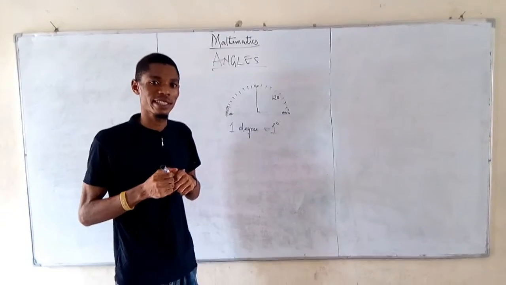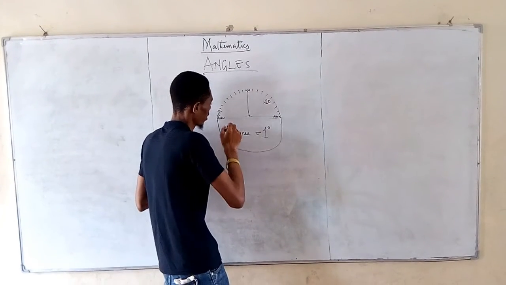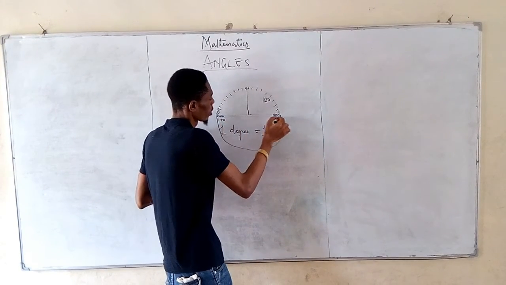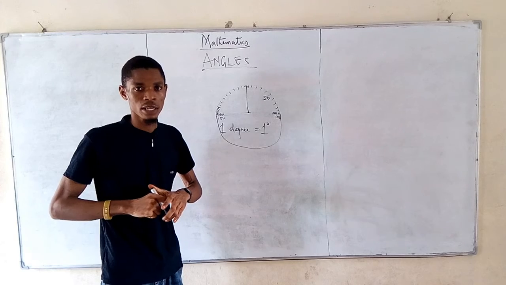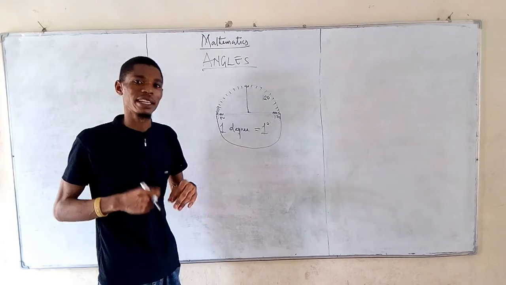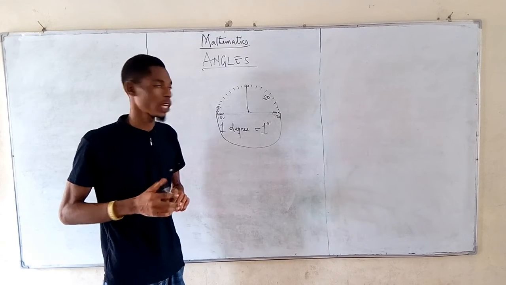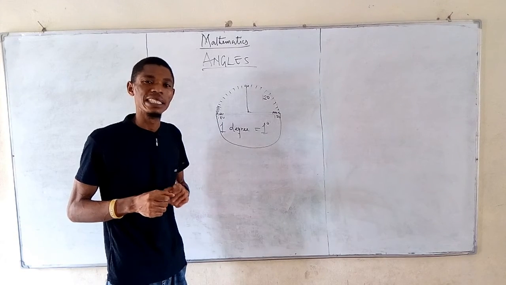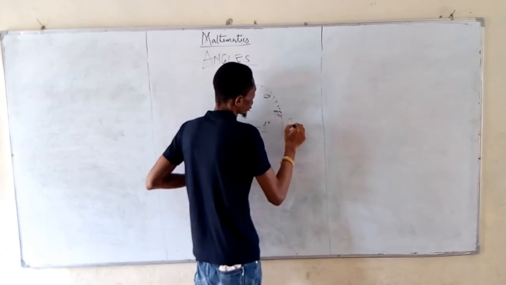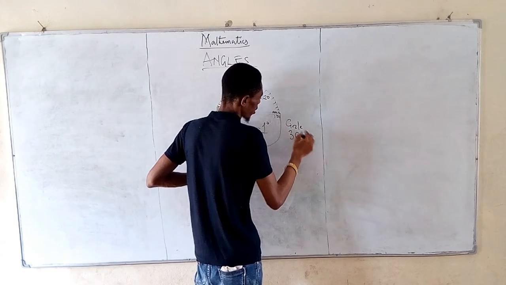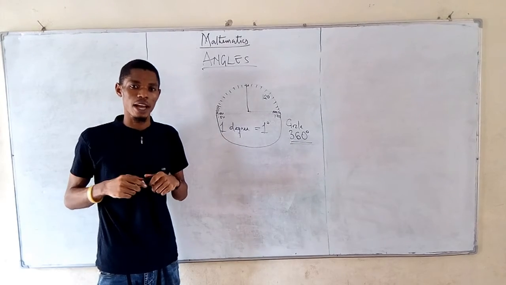Now your circle has 360 points. Since this is 180 degrees, if I draw another one to complete it like this, it means it will be another 180 degrees here. So that means your complete circle has 360 degrees. That is the same thing as 360 points, and each point depicts 1 degree. So your circle has 360 degrees. Now this is just a brief introduction on what angles are all about.